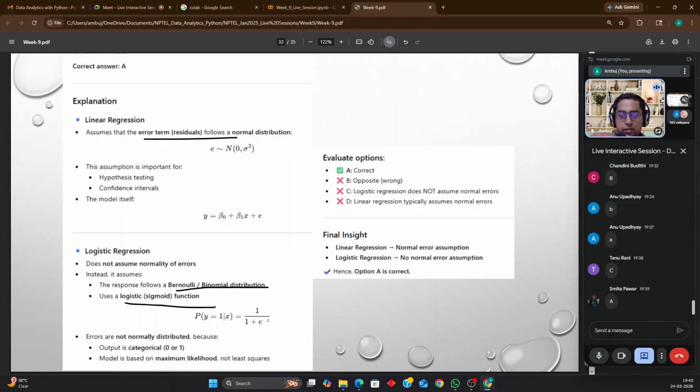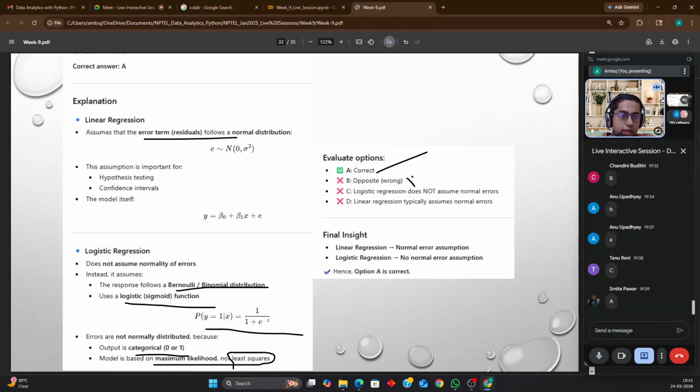It uses a logistic sigmoid function, that is, P of y equal to 1 given x is 1 upon 1 plus e to the power minus z. The sigmoid function is this particular one, 1 over 1 plus e to the power minus z. Errors are not normally distributed because the output is categorical in this case. Categorical classification means binary, 0 and 1. The model is based on maximum likelihood, not on least squares. So yes, A is correct.